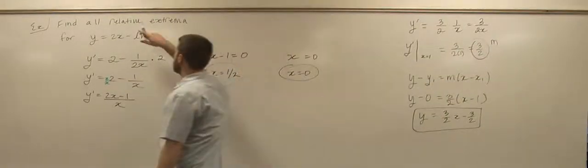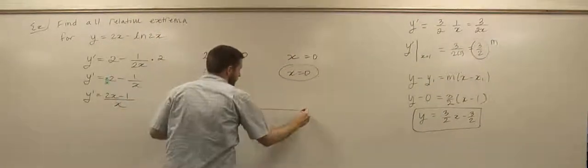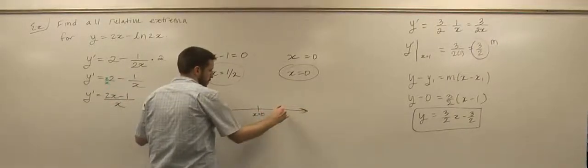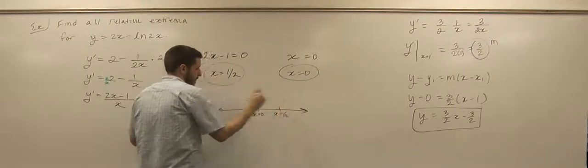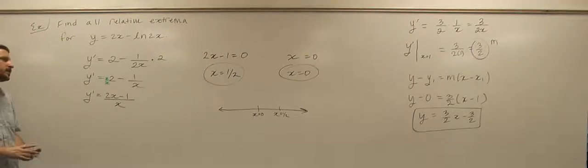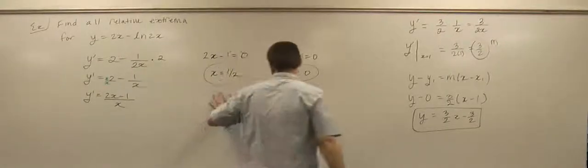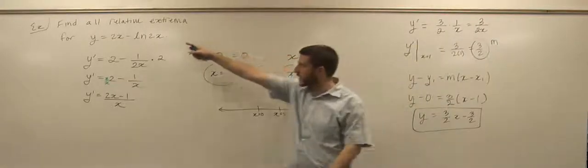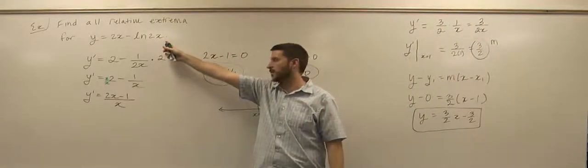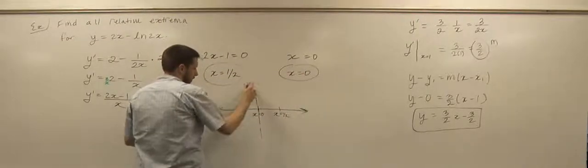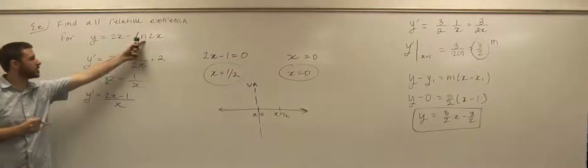So then, since I'm trying to find relative extrema, I'm going to do my first derivative test and see if I have maxes or mins. I need to test between and beyond 0 and 1/2. Now, do I actually need to test to the left of 0? No, why not? Because it's natural log. It's not in the domain of your function. Your original function cannot have x less than 0. It's got a vertical asymptote at 0. So I already know this guy is a vertical asymptote because of this.